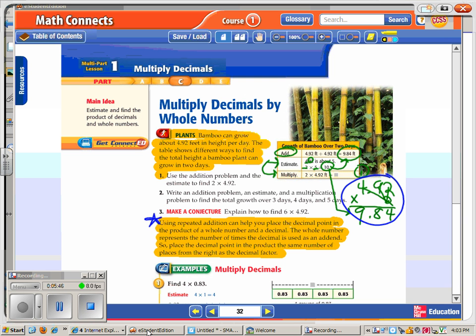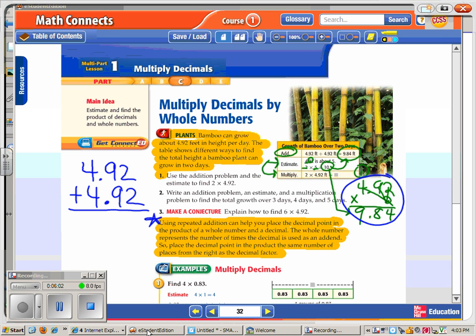But what they're saying there is when you have 4 and 92 hundredths, when you use repeated addition, we know that repeated addition is multiplication. Like we always tell kids, if you can't figure out multiplication, you can always fall back on repeated addition to help you.